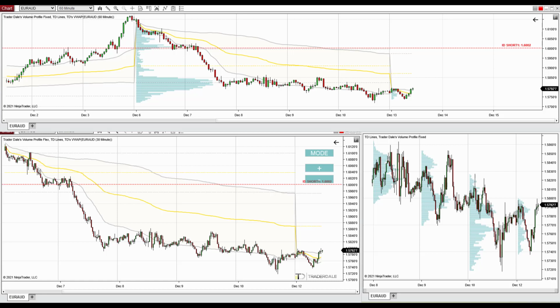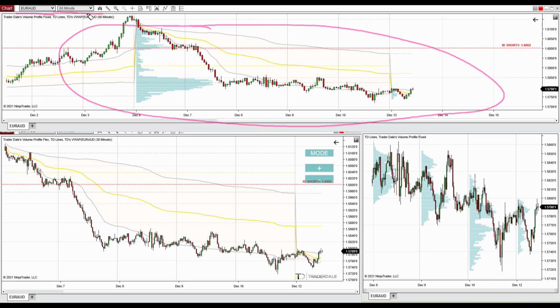What you see before you is my day trading layout. It shows 3 charts, and those 3 charts are always linked. In this case they show the euro, Australian dollar, and the chart at the top is a 60-minute chart, and on this 60-minute chart I use weekly volume profile. It's a profile that shows how volumes were distributed throughout the whole week. This gives you an overview of the market, the bigger picture.